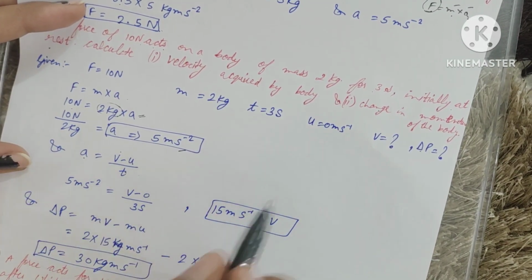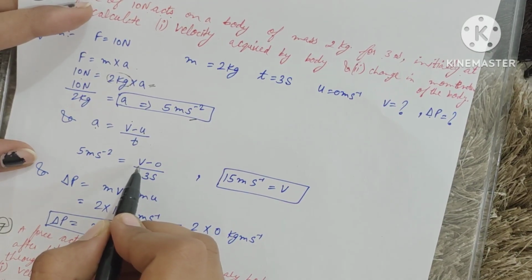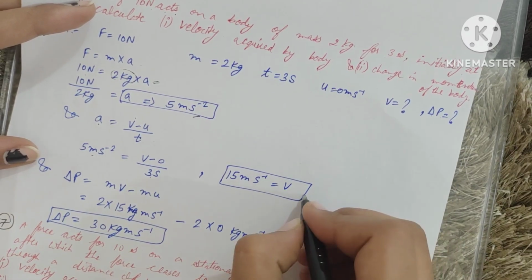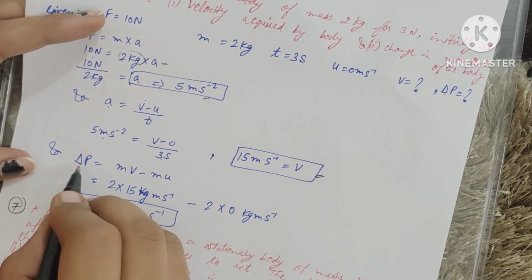Time taken also is given in the question. Fill all the values except the value of v. Multiply these two to get your final answer. The next is delta p.